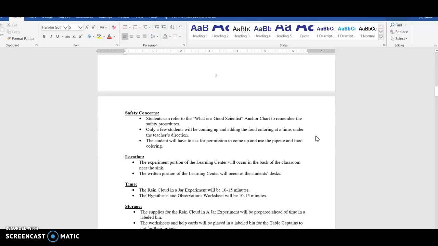For safety concerns, students can refer to the What is a Good Scientist anchor chart to remember the safety procedures, and I will have that posted in the front of the classroom during the Learning Center. Only a few students will be coming up and adding the food coloring at a time under the teacher's direction, and the student will have to ask permission to come up and use the pipette or dropette in food coloring, and that's just so the teacher can monitor for the safety concerns.